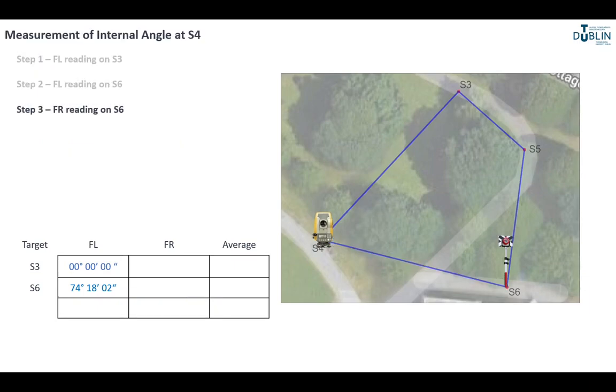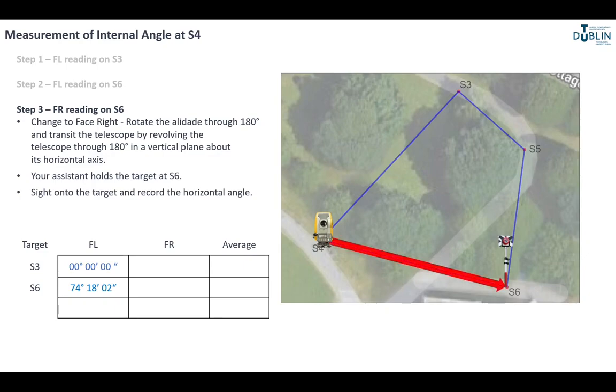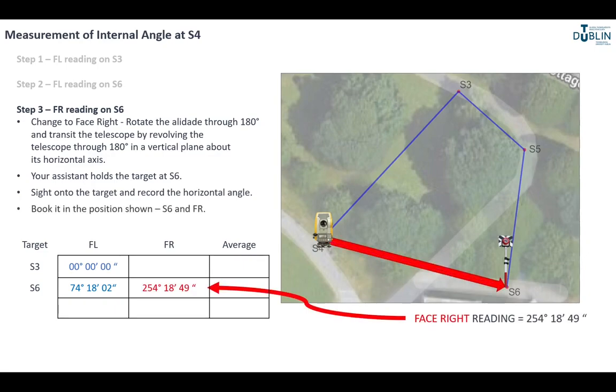So step 3 is going to be starting to take our face right readings. We're going to take them first onto station 6. So we're going to change the total station into face right mode by rotating the instrument and then rotating the telescope. So the assistant is going to hold the target at station 6, and we're going to sight onto the target and record the horizontal angle, and then we're going to book it in the position shown below in the column for station 6 face right. In this case, the angle we're getting is 254 degrees, 18 minutes and 49 seconds.